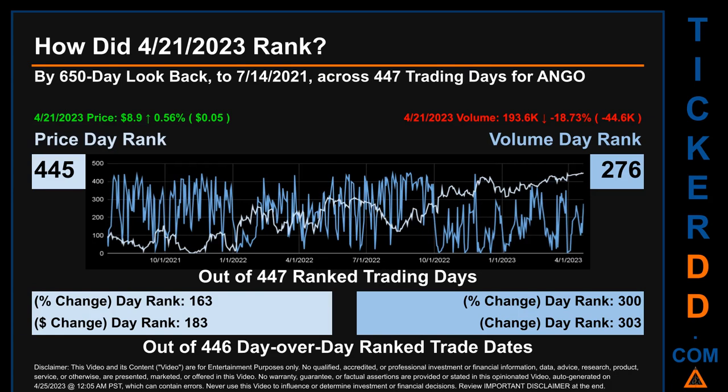The line graph overlays price and volume's daily ranking, as shown respectively in light versus dark blue, across those target days' trading days. In this view, essentially the dips are good whereas the spikes are bad. The price's day-over-day percentage change, jumping 0.56% on April 21, 2023, had a day rank of 163 while its dollar difference of 5 cents had a rank of 183 when compared day-over-day across 446 trading days. Volume's percentage change and difference were ranked respectively at 300 and 303.